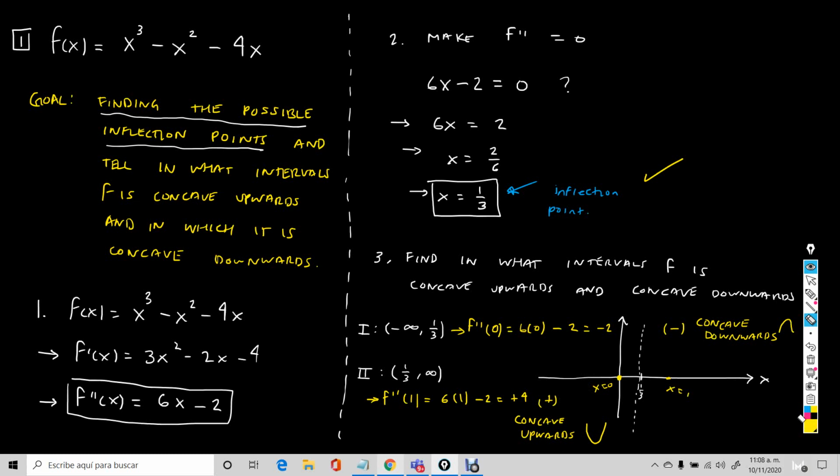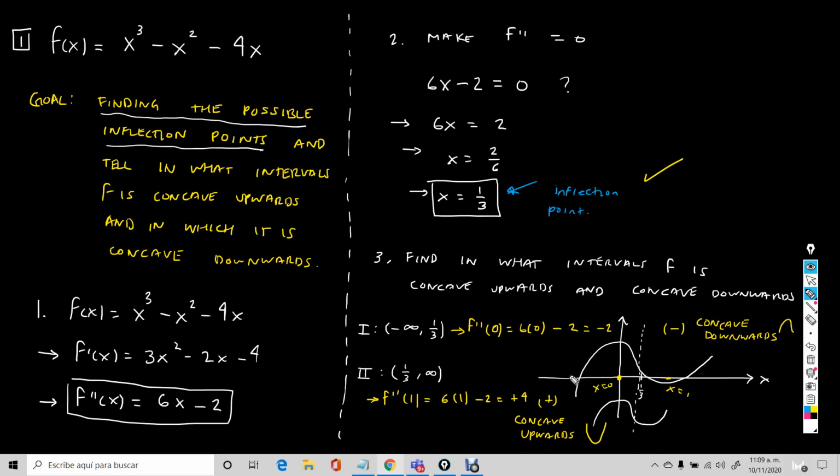region. Let me try to draw that in white. We know that at this partition, the function will look like so: concave downwards, and right at this point, it's gonna look concave upwards. You see? Now, where exactly is it gonna be, like in this way, or maybe over here, like so? We don't know. You need more information: the turning points, the zeros of the function, etc. This procedure only tells you the concavities of the function.